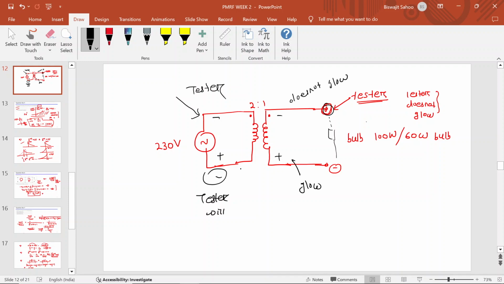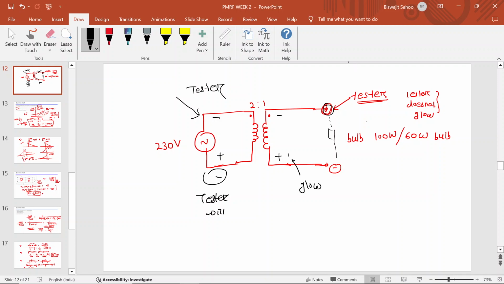But what is happening now? The tester is glowing on both sides. Here also glowing, here also glowing. Why? Sir, the tester glowing on both sides means neutral has been cut at some point, sir. That's the point, sir. We are very curious to know. Actually, we asked some professors also. They are just thinking about how it happened. It should not happen.